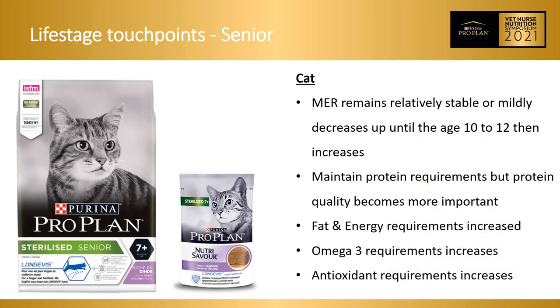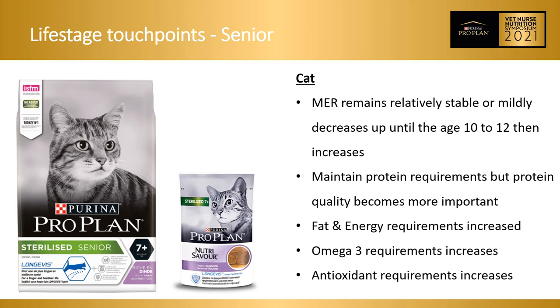As we've said, cats are very, very different to dogs, and we need to look at them individually. Interestingly, cats see around a 3% decrease in their energy requirements per year up to about the age of 11. And then you see an increase in their energy requirements in geriatric cats. So cats will increase weight up to about 10 to 12 years of age, but then they tend to lose weight as they get older.